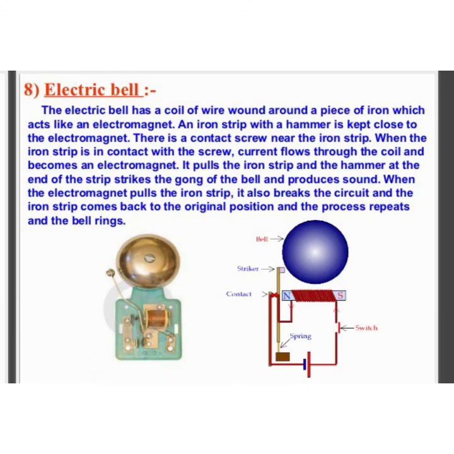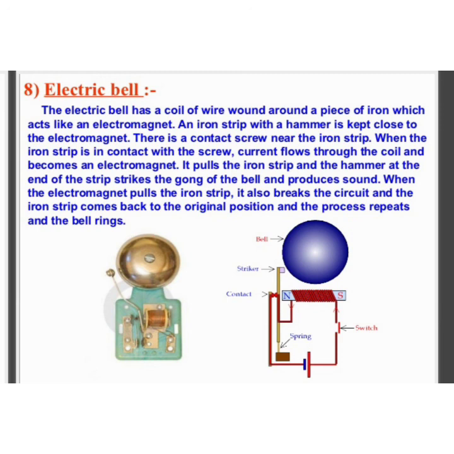Okay? Now, the electric bell. This has a coil of wire wound around a piece of iron which acts like an electromagnet. Now, an iron strip with a hammer is kept close to the electromagnet. There is a contact screw near the iron strip. When the iron strip is in contact with the screw, current flows through the coil and it becomes an electromagnet. It pulls the iron strip and the hammer at the end of the strip strikes the gong of the bell and produces sound.